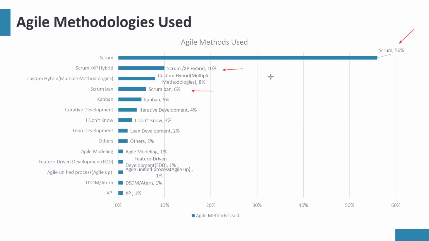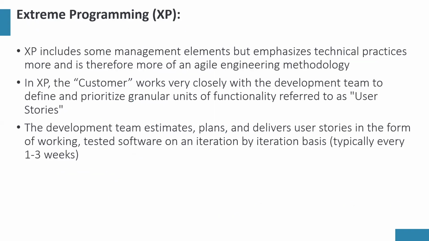of companies, we're not talking about people here, of companies use either pure Scrum or a hybrid of Scrum. And that's why we're going to focus on Scrum because it's the most popular Agile framework. And once you get Scrum, you can just interpolate it and see the similarities in other frameworks.